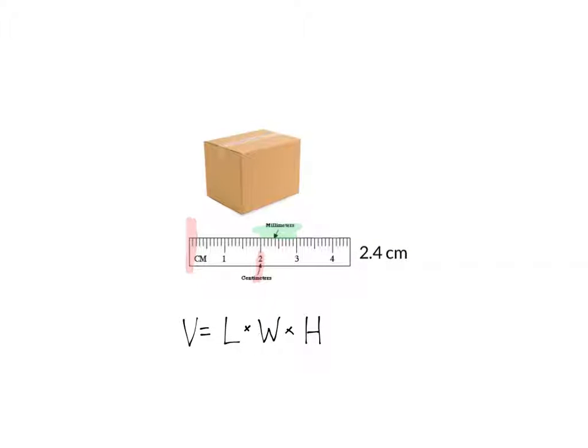Awesome. So that's just how we use a ruler, a metric ruler, to measure in centimeters. So when you get to the lab, you will need to measure the length times the width times the height, and your units will be centimeters times centimeters times centimeters. So when we take volume in science, we always use the unit centimeters cubed.